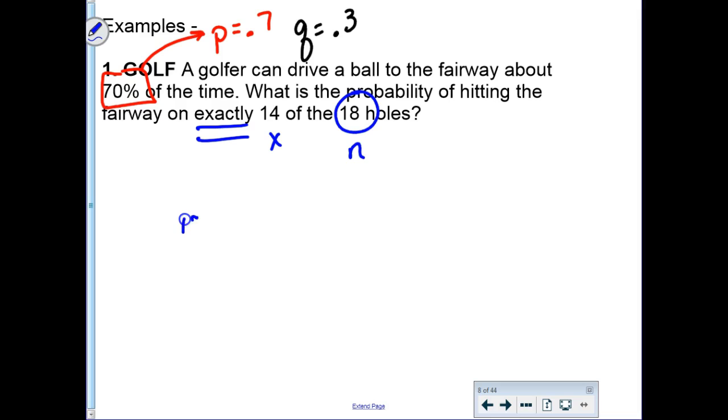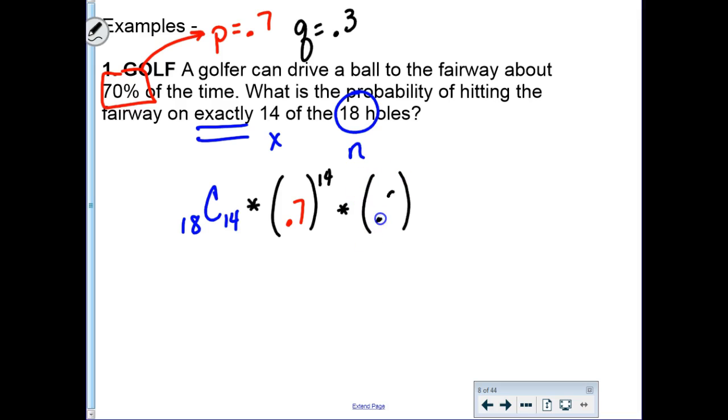So it goes 18 combinations 14. You can put a multiplication sign there if you want. I usually do just because I like to write it. And then it's the probability of success, which is 0.7. And we want that 14 times. And we're going to multiply that by the probability of failure, which is 0.3. And that would be, notice in the formula, it's n minus x power. Well, that's just how many times he fails. So for us, n minus x would be 4 times. 14 wins and 4 fails. And that's what you get to type in your calculator.